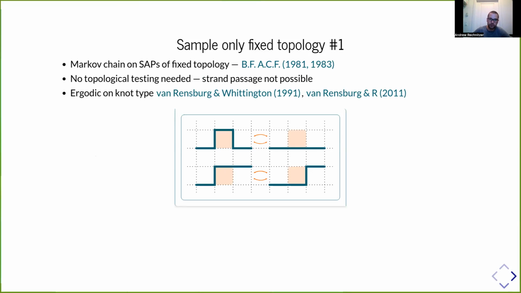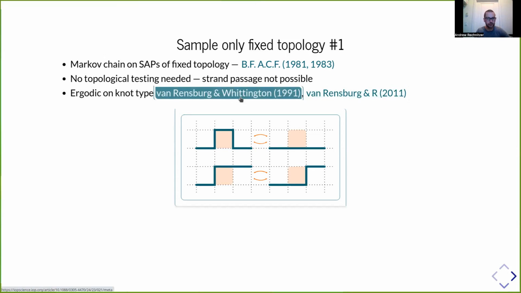And it's been proved originally by Van Rensburg and Whittington that this is ergodic on knot type when you run this on the simple cubic lattice. And then later Bucks and I proved this for the FCC and BCC versions of this algorithm, leaning very, very heavily on this result here.